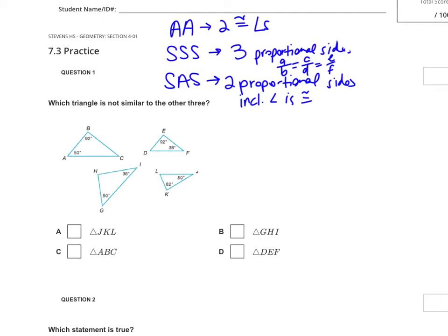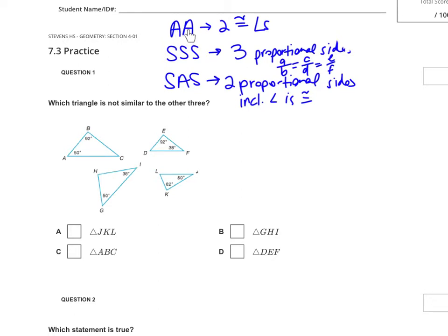Hey everybody, so today all we're going to do is just go over yesterday's assignment. So we had a practice assignment over 7.3 yesterday. We started similar triangles, and I wanted to go over really quickly the three different similarities we covered.